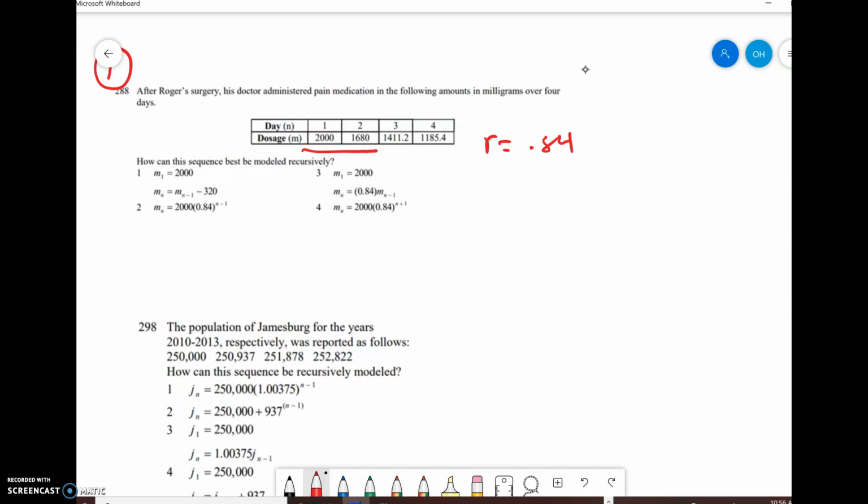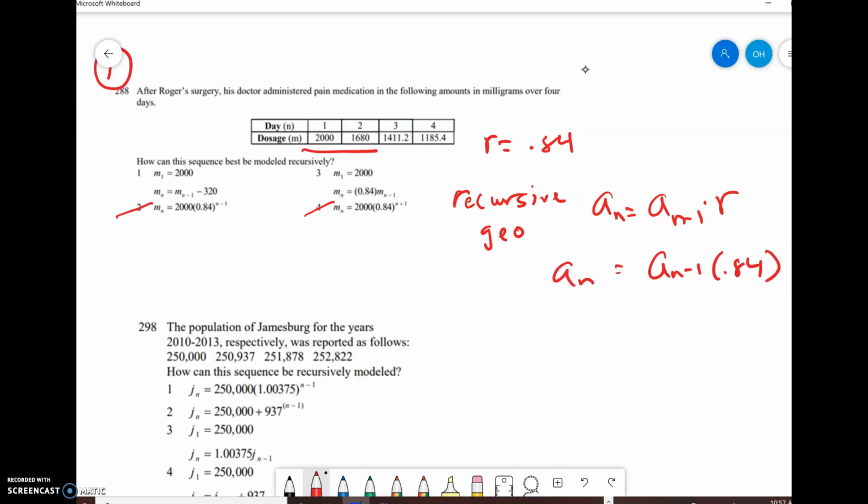And I can start eliminating some of these answer choices because answer choice 2 and answer choice 4 are not recursive. You know that recursive formulas always have to give you the first term, and then they give you the rule for everybody after that. So since this is geometric, the recursive formula for a geometric sequence is a sub n is equal to a sub n minus 1 times r. So that would be times 0.84. And our a sub 1 here is 2000.